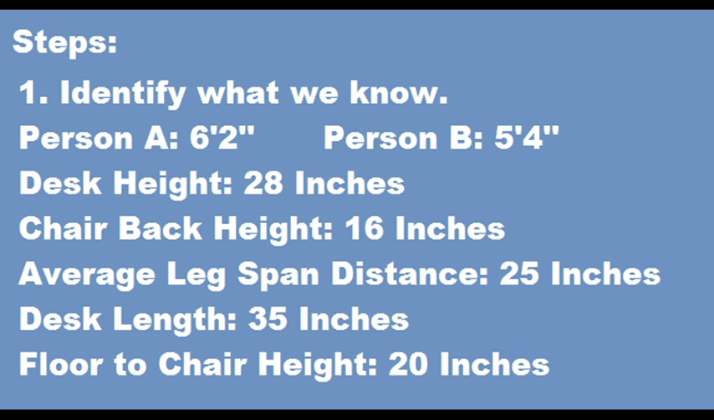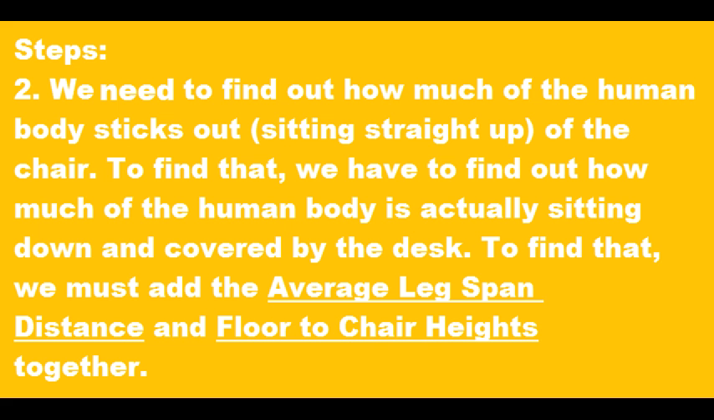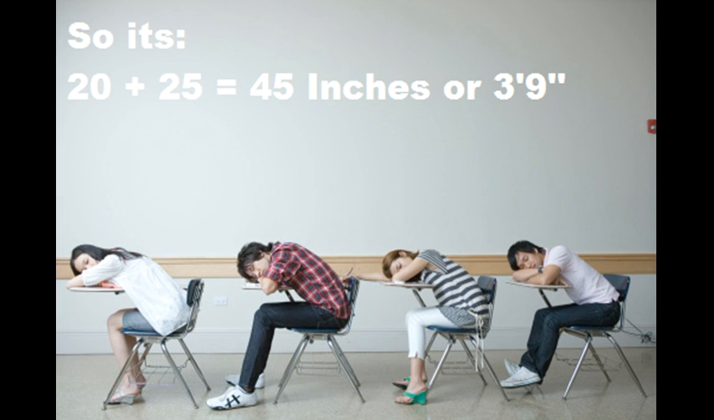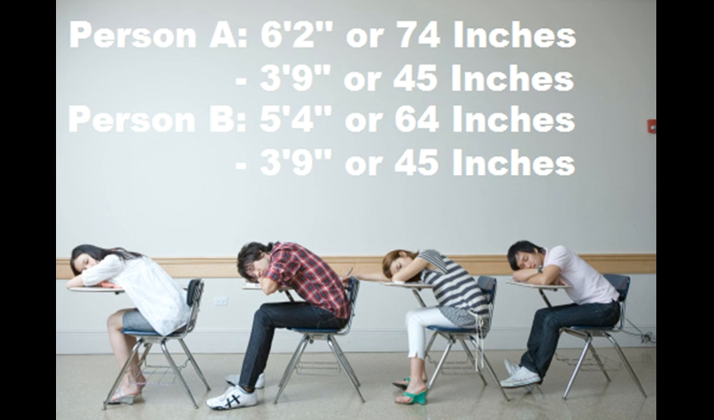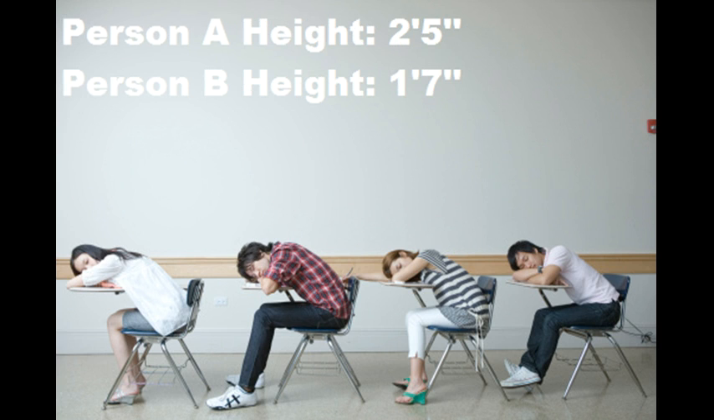Step 2. We need to find out how much of the human body sticks out of the chair. To find that, we have to find out how much of the human body is actually sitting down and covered by the desk. To find that, we must add the average leg span distance and floor to chair heights together. The next step is to subtract the height of the body that is under the desk from the total height of the person.